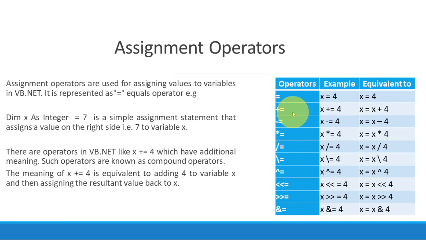Equal to, plus equal to: x plus equal to 4 is equivalent to x is equal to x plus 4. Then minus equal to is equivalent to, either we can write it this way or this way, one and the same. X multiply equal to 4 is equal to x is equal to x into 4. Similarly for division and raised to power. So these are the operators which are available in VB.NET.